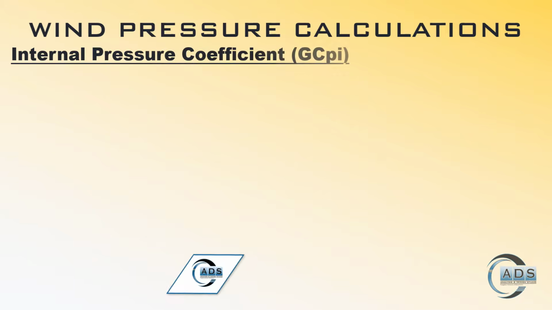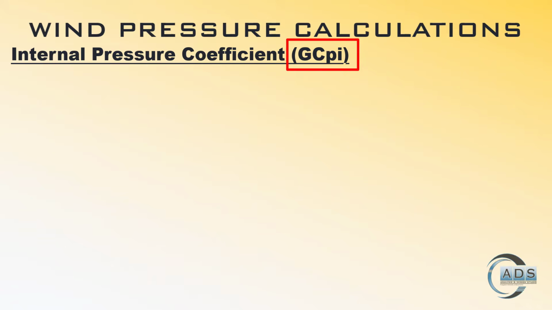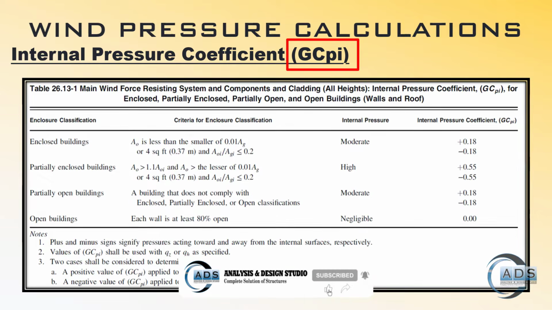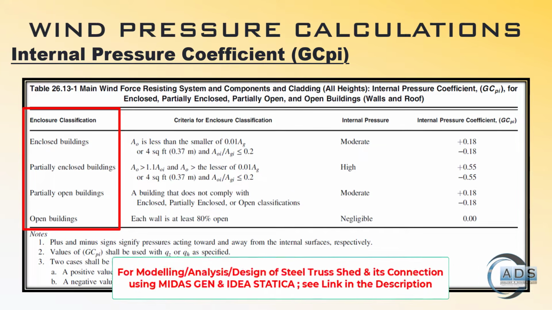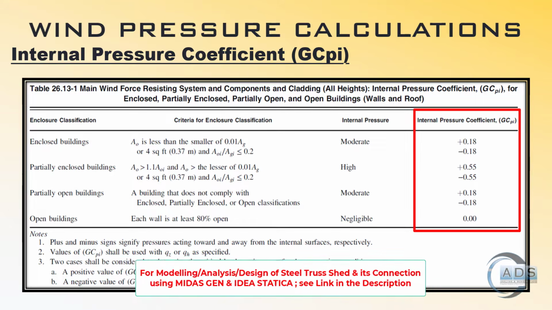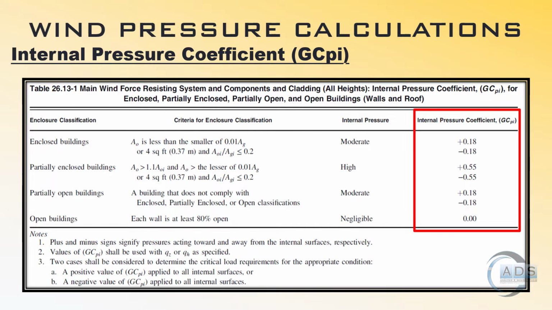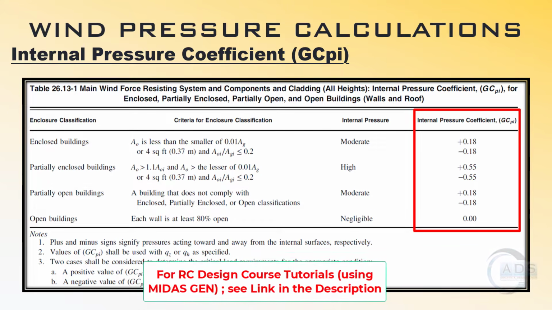Internal pressure coefficient GCpi. Internal pressure coefficient is not only denoted by Cpi, but it is completely denoted by GCpi. Actually, gust effect factor is incorporated in this factor, which can be picked from the table shown. This factor is dependent upon the enclosure classification of the structure. There are two values of this factor, one is positive and one is negative, because internal pressure can be positive or negative, as we have discussed this concept in the previous video.